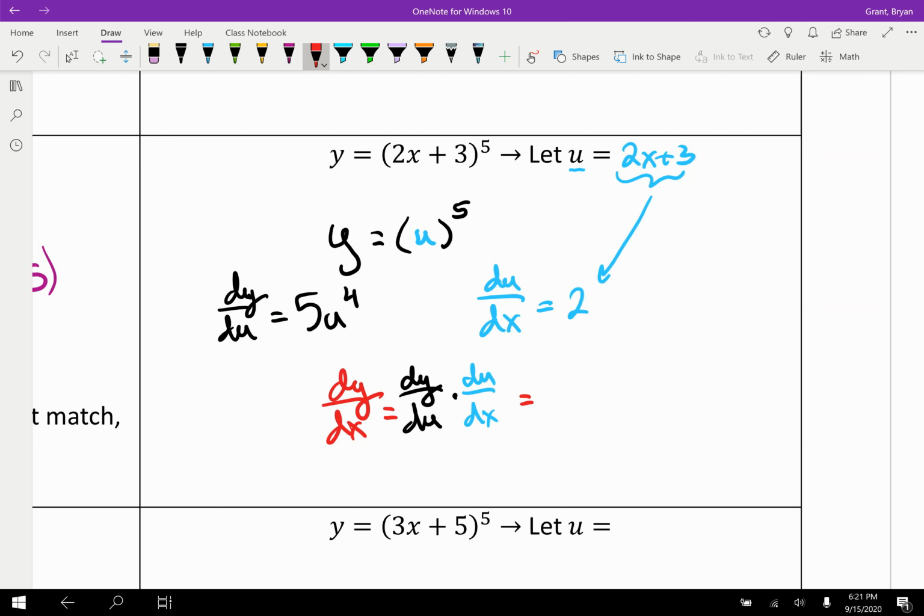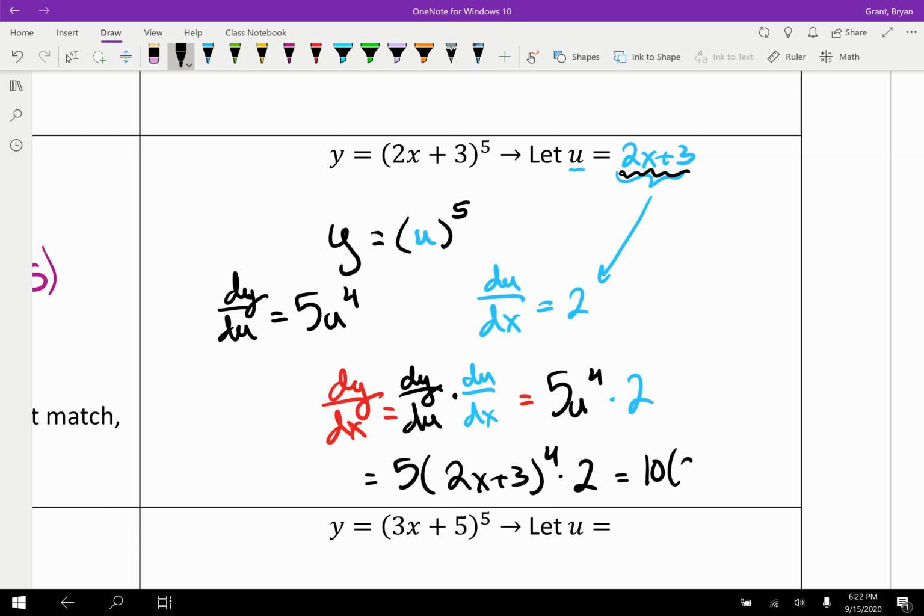And as we go through, dy/du was, of course, 5u to the fourth, and du/dx was 2. If we clean this up a bit, and we probably should, instead of 5u to the fourth, we know that our u substitution was 2x plus 3. And then we might want to combine the 2 and the 5 to make 10 times 2x plus 3 to the fourth. Okay. Let's do one more.